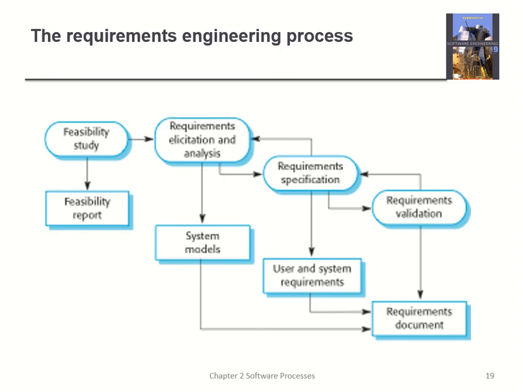These are the stages or processes of the requirements engineering process. We have the feasibility study, and your output should be a feasibility report. Once na ana si feasibility study, you can elicit and analyze your requirements. Then you have system models needed for requirements documentation later on.